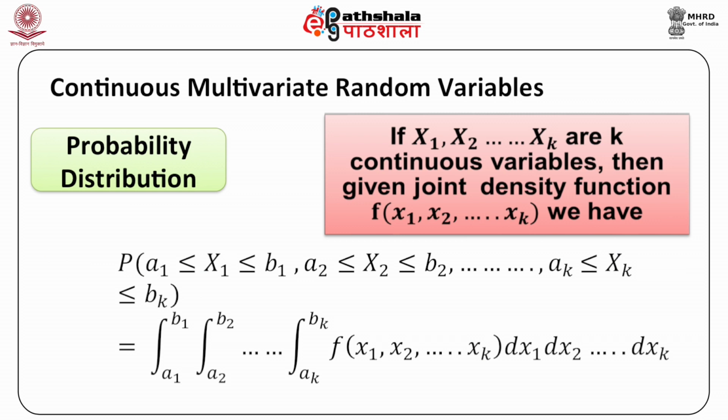Moving on to the continuous multivariate random variable probability distribution, if x1, x2 up to xk are k continuous random variables, and the joint probability density function f(x1, x2, ..., xk) exists, then the probability that a1 ≤ x1 ≤ b1, a2 ≤ x2 ≤ b2, and so on up to ak ≤ xk ≤ bk is equal to the integral from a1 to b1, the integral from a2 to b2, right up to the integral from ak to bk of the function f(x1, x2, ..., xk) dx1 dx2 up to dxk.